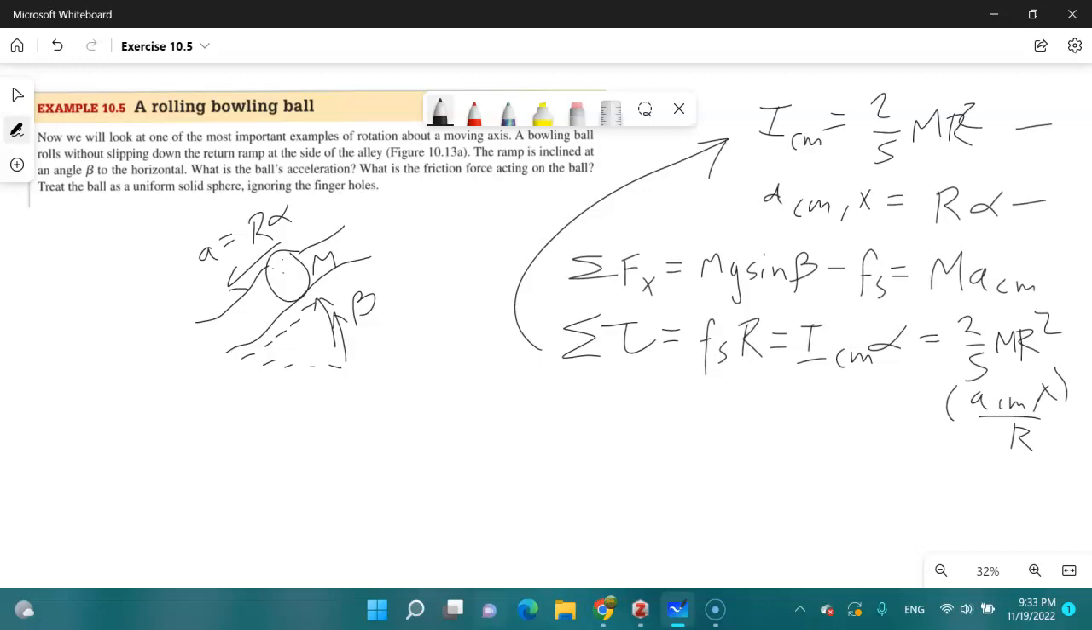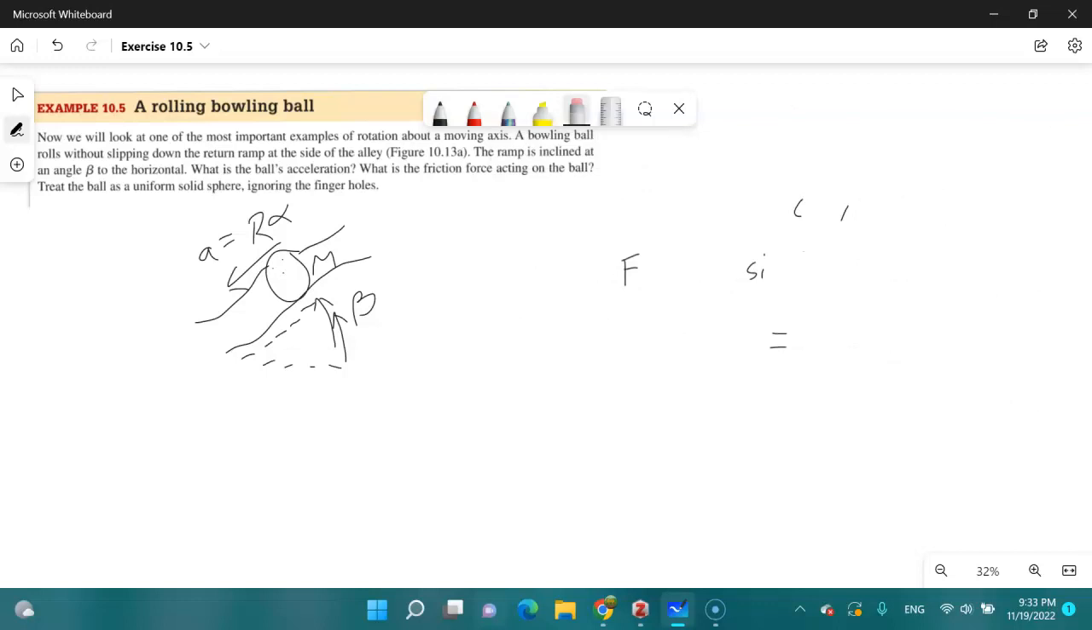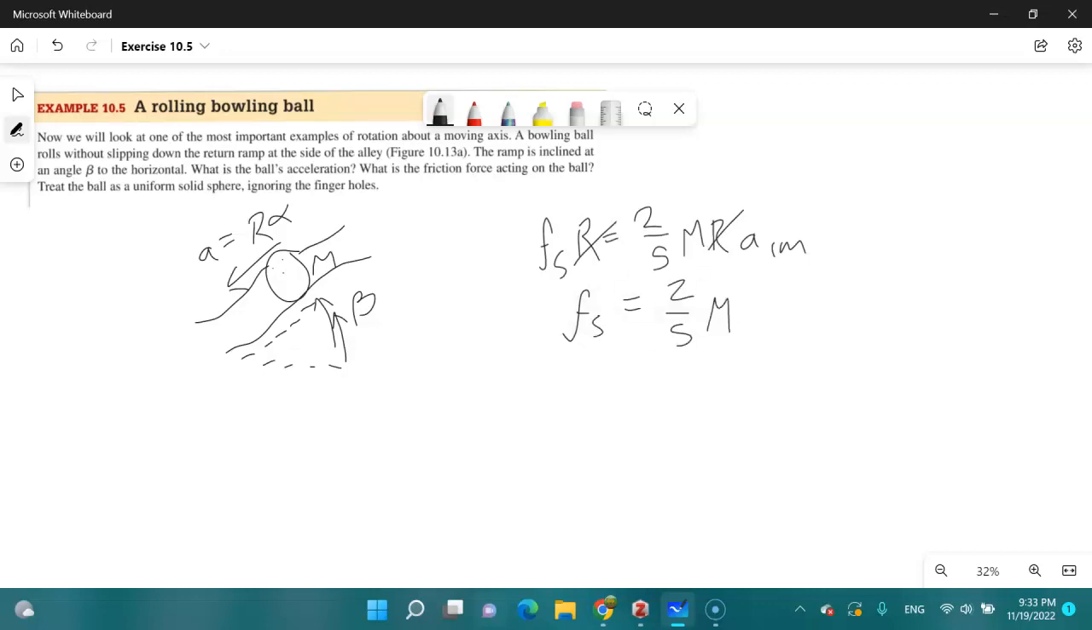Now let's move on to continue solving this part of the problem. We know that the static friction times the radius equals our equation of the inertia, 2/5 mass times the radius squared times the acceleration in the x direction over r. Sorry, the radius is not squared in the end, I forgot. Now we can divide both sides by r and get rid of our radius, and we're left with the static friction equal to 2/5 of the mass times the acceleration in the x direction.